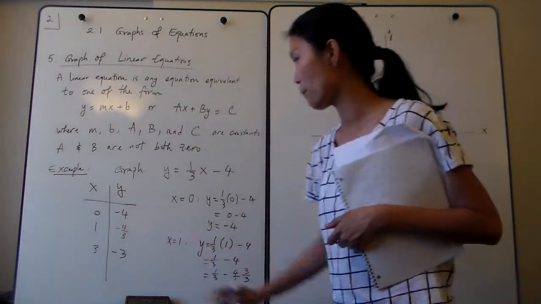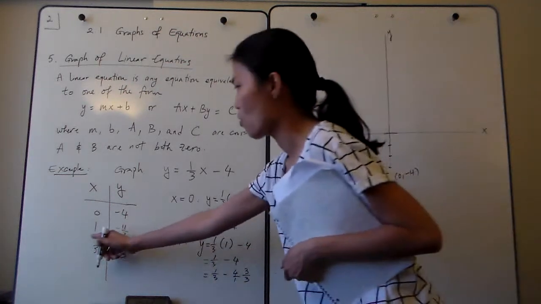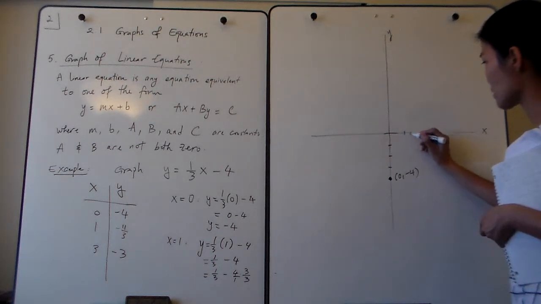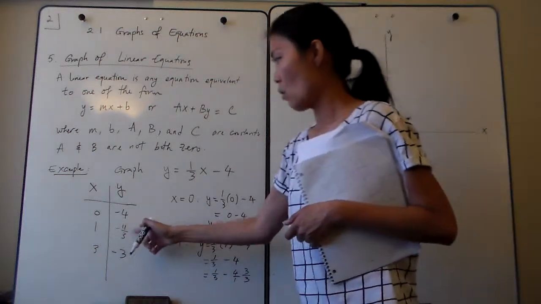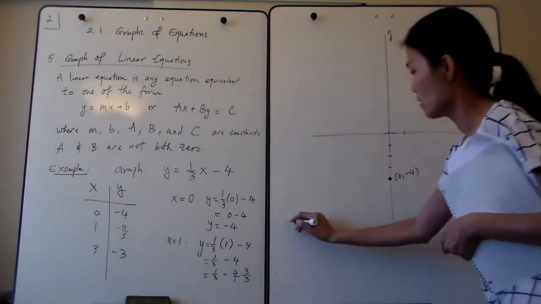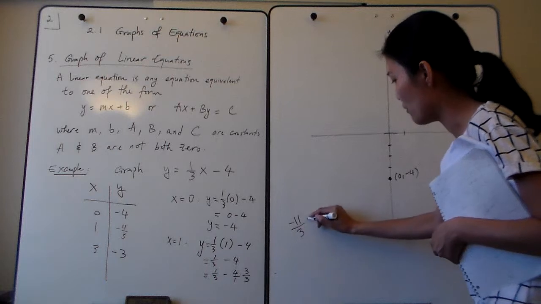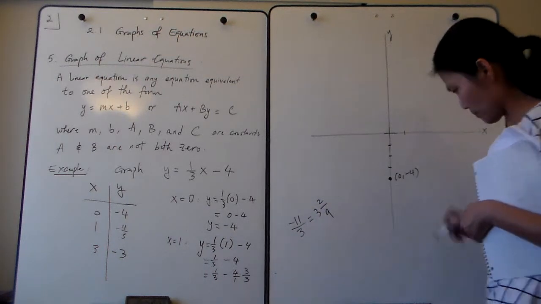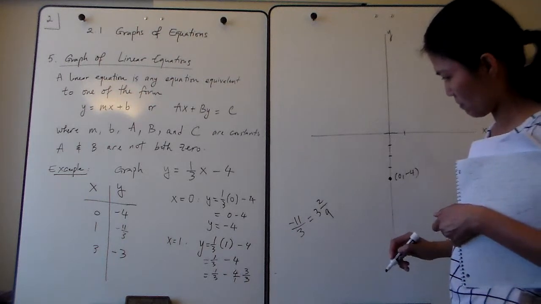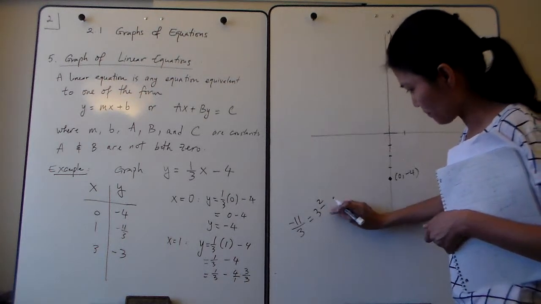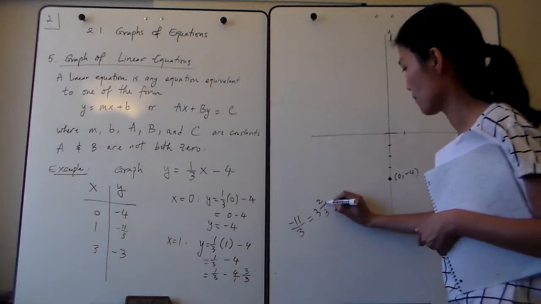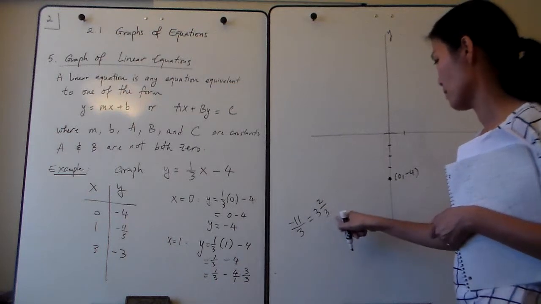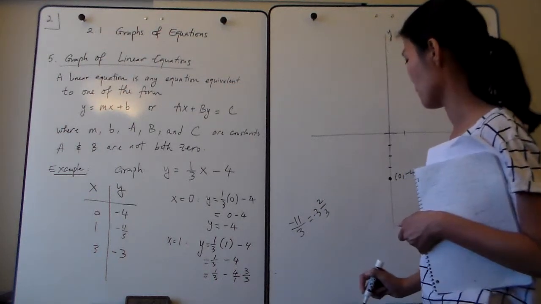Okay. For the second point, now x equals 1 is somewhere here, right? It's positive, it's on the right. So x equals 1 is somewhere here. But what is y? Y is equal to -11 over 3. If you divide 11 by 3, you get 3 plus 2/3. Yeah, negative 3 plus 2/3.